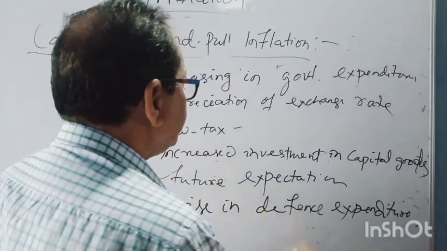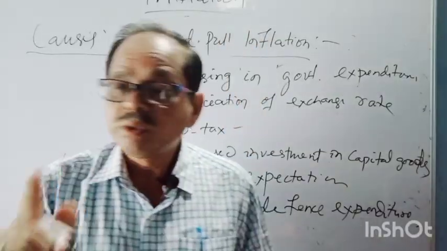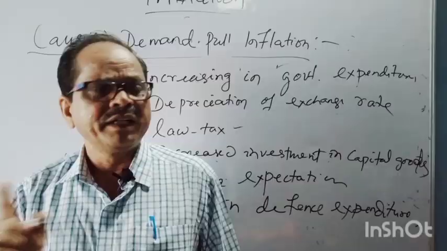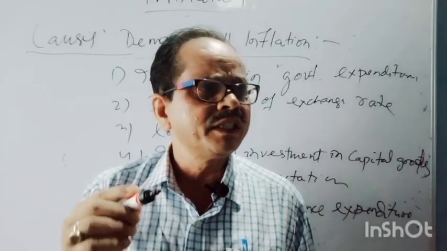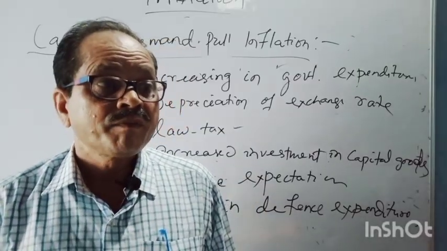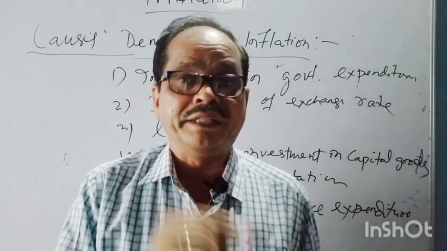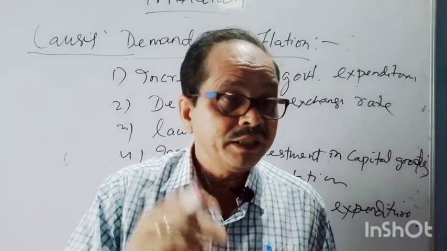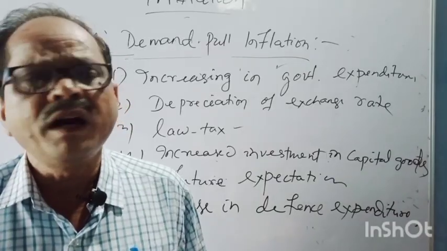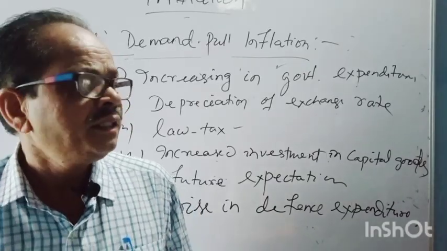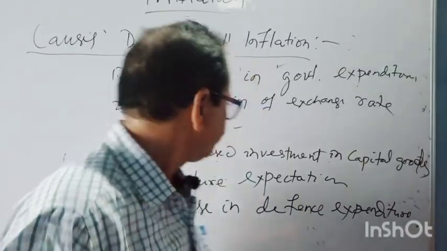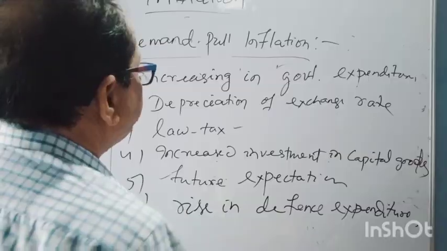And the sixth one is the rise in defense expenditure. You see that every economy, every nation, every country is spending more and more money towards the national security of their nation, because defense is crucial for every country. When the government spends more and more money on the defense side, then the price will rise automatically. Okay, these are the various causes of demand pull inflation.